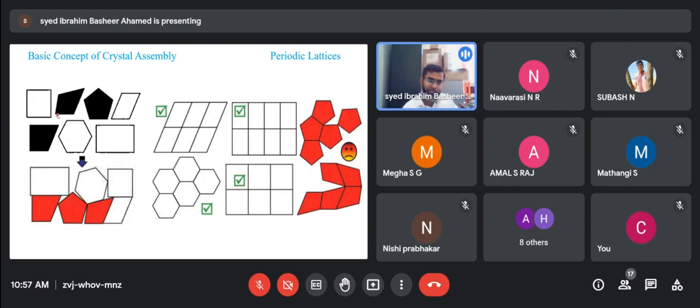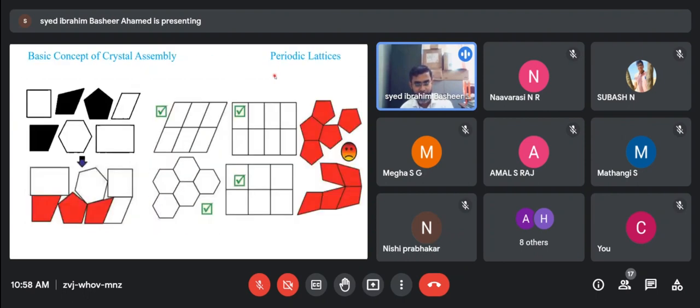So here you can see different kinds of shapes which will not allow you to have a proper packing, a proper assembly of the crystal. All right. Just see this, this kind of thing is no way. But this has a proper pattern, and you will have a proper formation of periodic lattices.